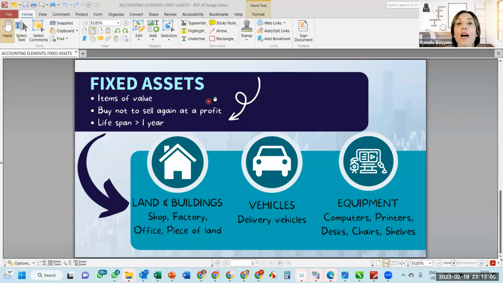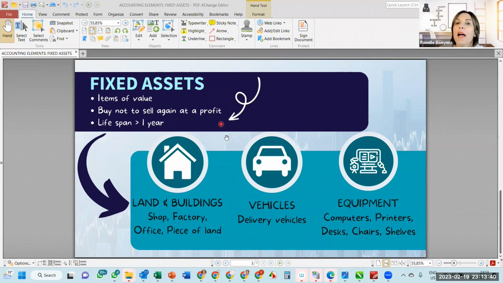Fixed assets are those items of value that we buy for the business to use within the business and with the intention not to sell it again to make a profit. So fixed assets we buy or purchase for the business, but we don't want to soon sell it again to make a profit. That's not the intention of why we would purchase fixed assets for our business. Yes, indeed, you can sell your fixed assets at a later stage.